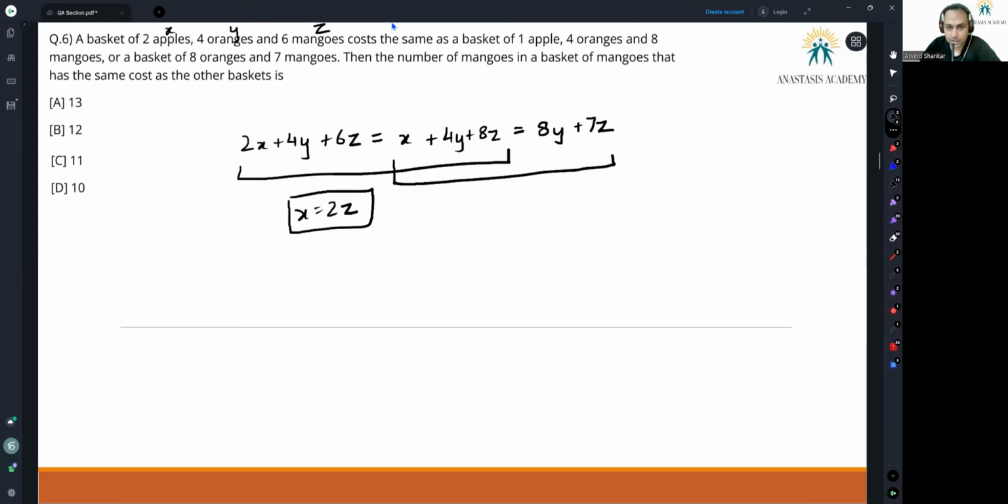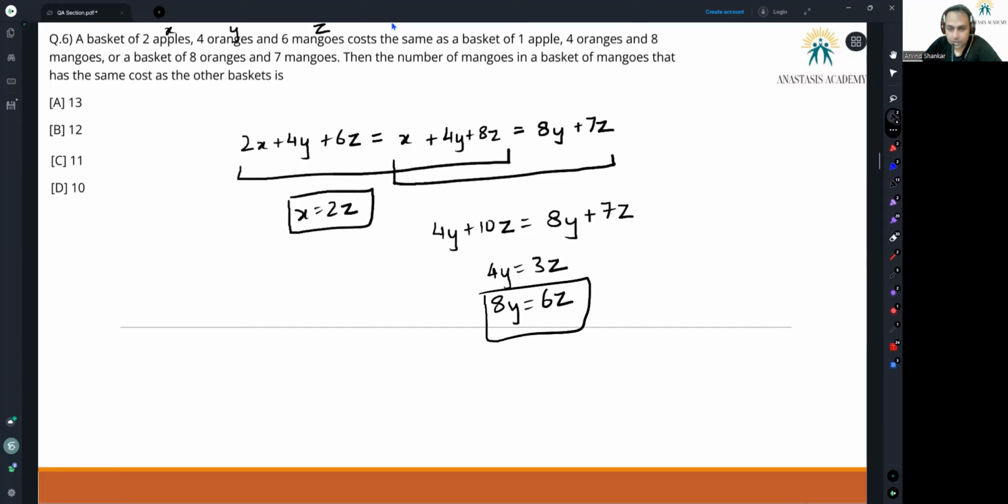Can you see? Now we have how much? 2z plus 8z. So 4y plus 10z is equal to 8y plus 7z, or 4y is equal to 3z. If 4y is equal to 3z, can I say 8y is equal to 6z? And now the total basket, if 8y is 6z, can I say the total basket is equivalent to 13z? So answer to the question should be option A.